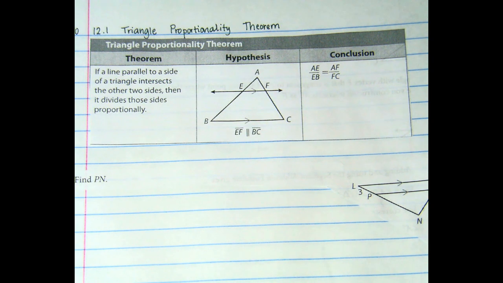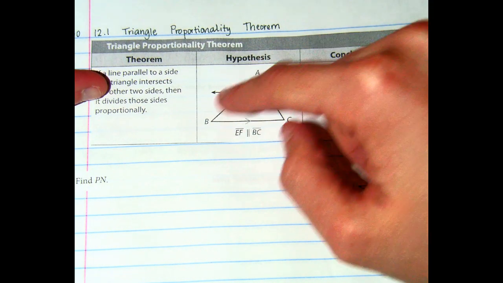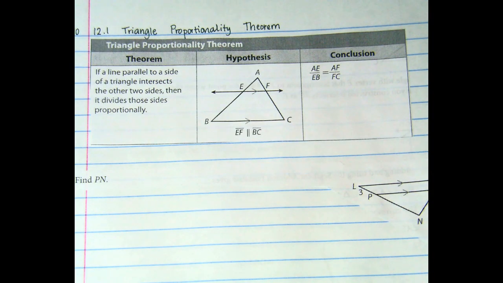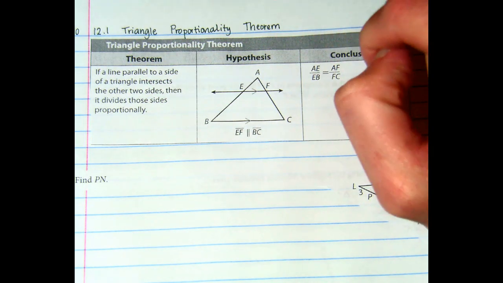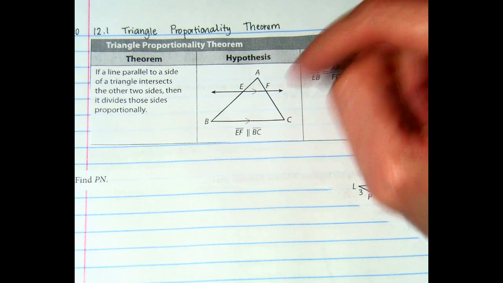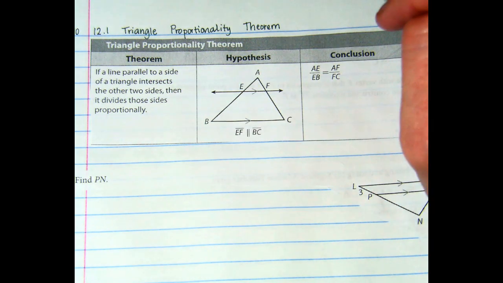Alright, we talked about similar triangles last week, and we talked about how the small triangle will be proportional to the large triangle, right? Well, today we're talking about what the triangle proportionality theorem says: if you have parallel lines that intersect a triangle, then the sides that are intersected are actually proportional as well.